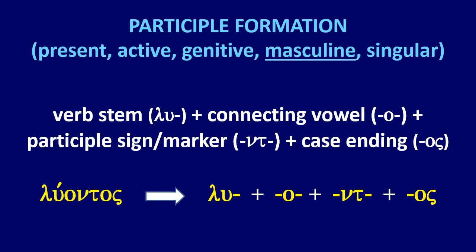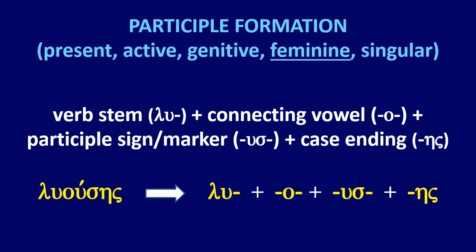And the case endings are ones that you've already learned so far, so you won't have anything new to learn there. And here we have the word luantas, which is the genitive singular masculine form for the present active participle. Genitive form is often used with illustrations in learning Greek, like we have here, because the genitive case is more regular in terms of how it's declined than the nominative case. And so that's why you've got the genitive masculine form here.